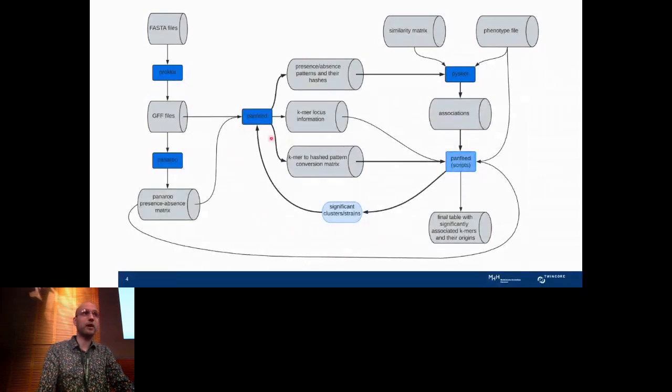That can be input into PanFeed as a list, and then we only log or record the k-mers and the positional information of those k-mers for these specific clusters. That again can be input into convenience scripts, and then we get our final table with significantly associated k-mers and their locus information, only for those clusters that are actually of interest to us.